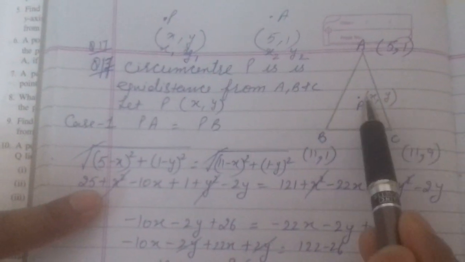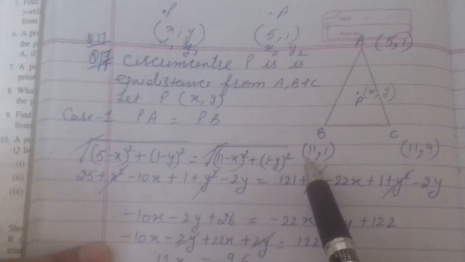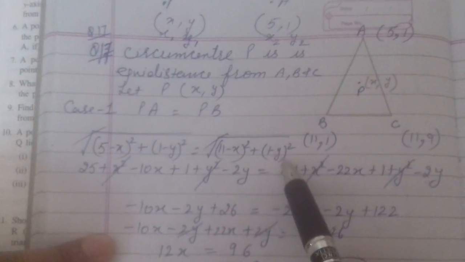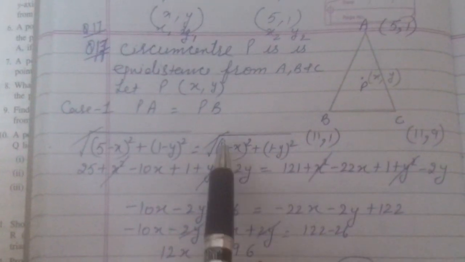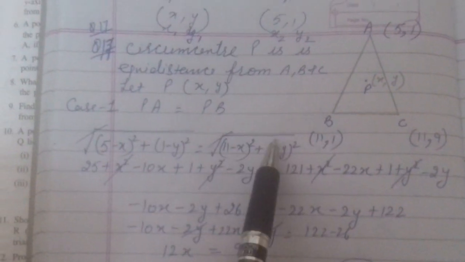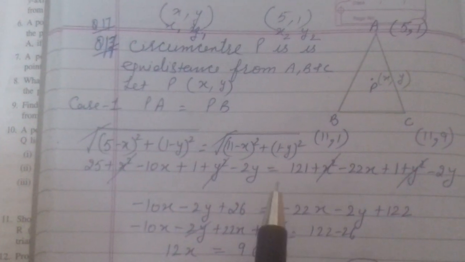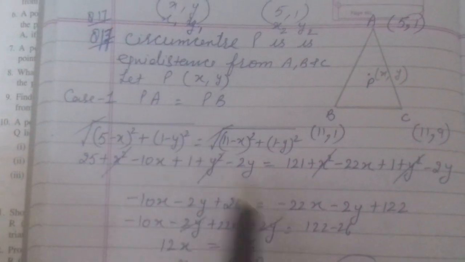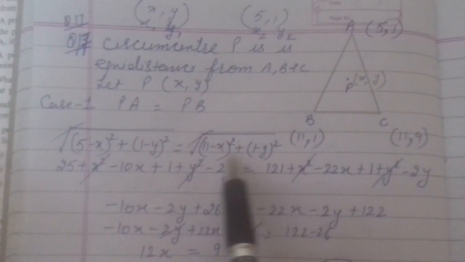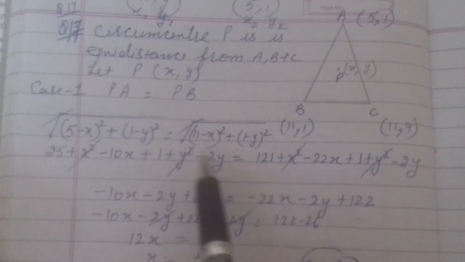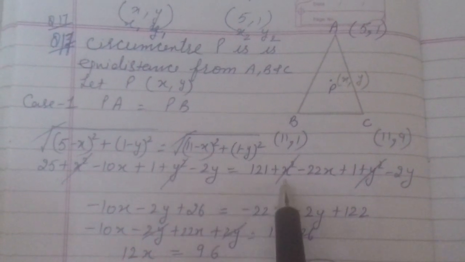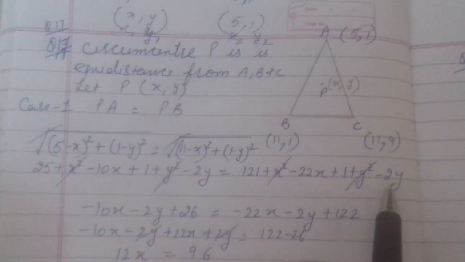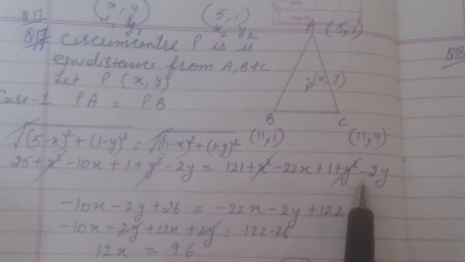In the same way we are going to find PB also. So PB will be the whole under root of (11 minus x) whole square plus (1 minus y) whole square on the other side. And children, you know that square roots are there on both sides. If you do squaring on both sides, the roots will get cancelled. Now let's expand the terms. (A minus b) whole square, you can expand it. On this side, (11 minus x) whole square, a square means 11 square is 121, plus b square minus 2ab. And this (1 minus y) whole square can also be expanded using the identity (a minus b) whole square.